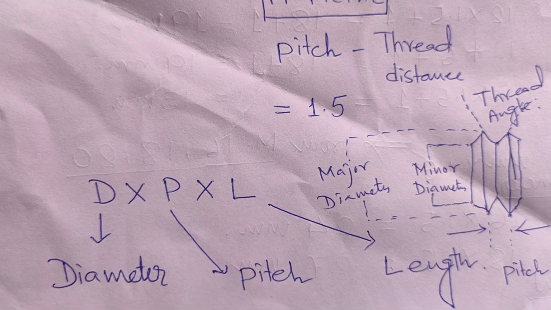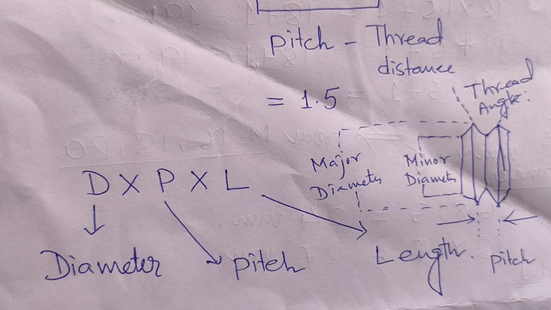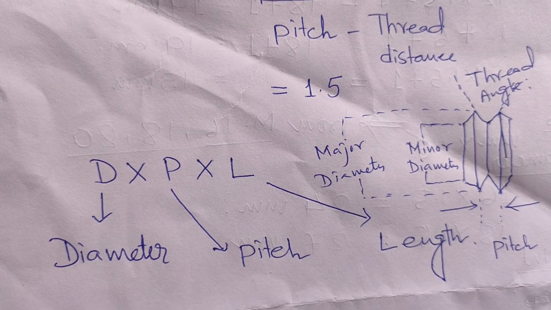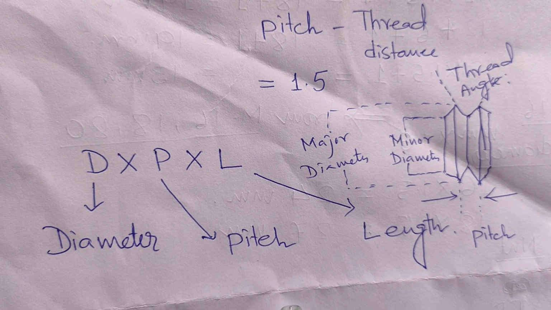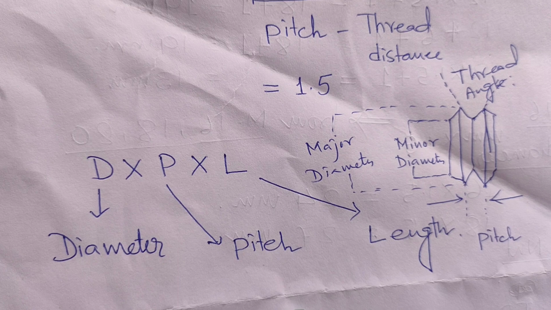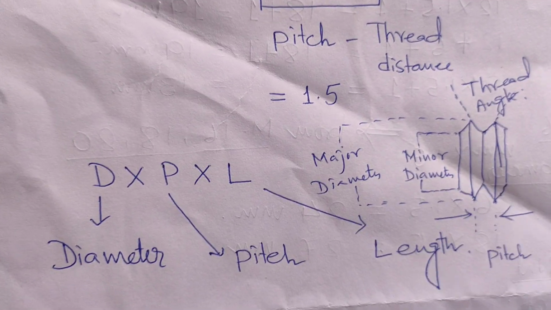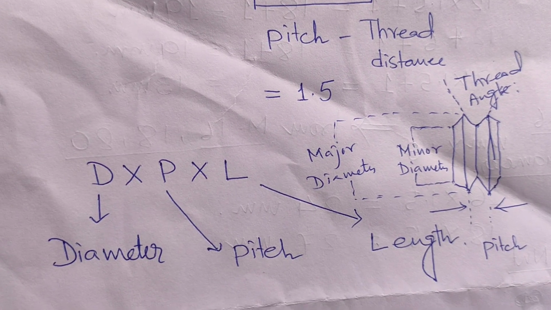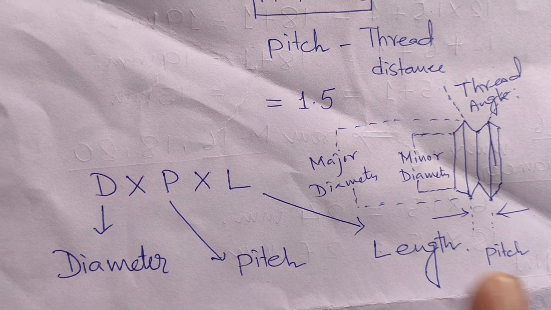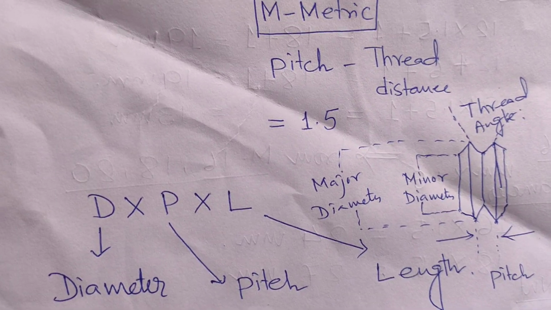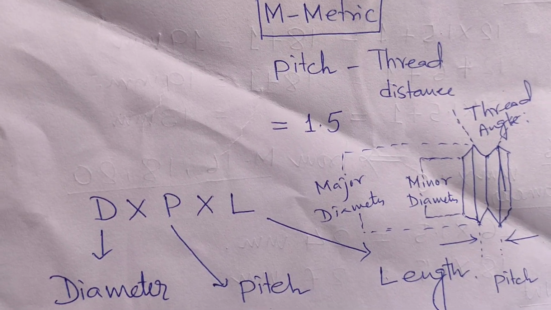When we are thinking about a nut and bolt, there are three parameters you should remember: D is the diameter, P is the pitch, and L is the length. You should always consider and remember these three mandatory parameters when considering a nut and bolt. We have already discussed the diameter, which has two parts. We have already discussed the pitch: the distance between two threads is called the pitch. And the length is the full length from the thread to the head part.